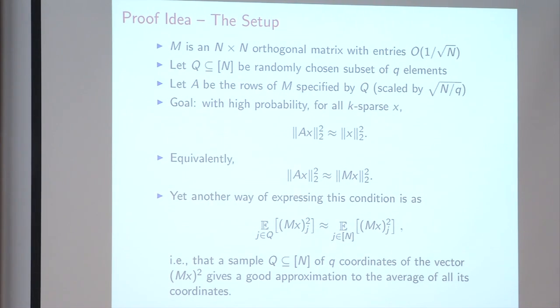So this should sound familiar. This is basically some kind of sampling Chernoff kind of statement. I have this vector Mx squared. All I want to say is that for all k-sparse vectors x, this vector Mx squared can be sampled well using those Q locations. I choose Q coordinates of the vector, and I want to tell you those samples sample the vector well. I'll get back to it in a minute if you didn't catch it immediately, but that's the goal for now.